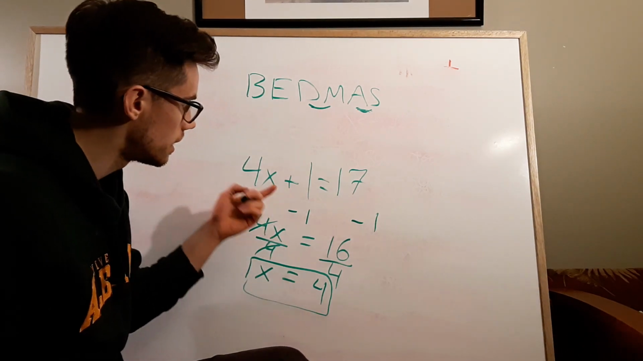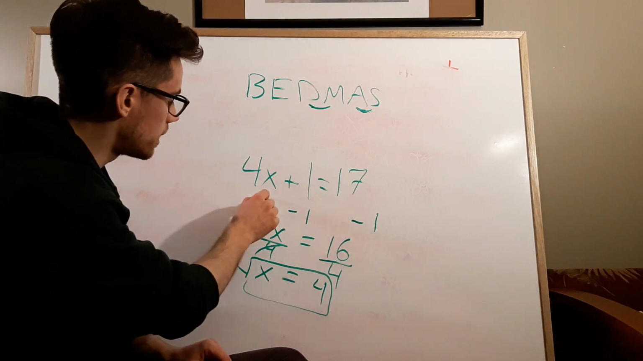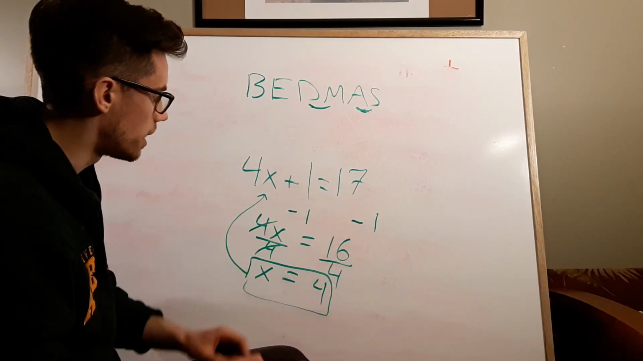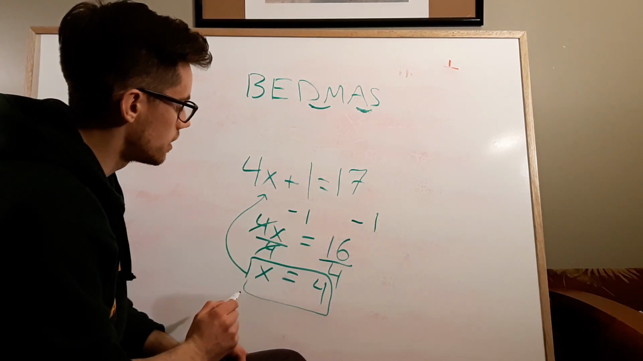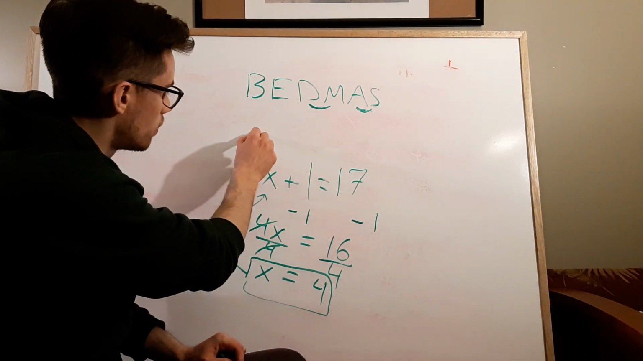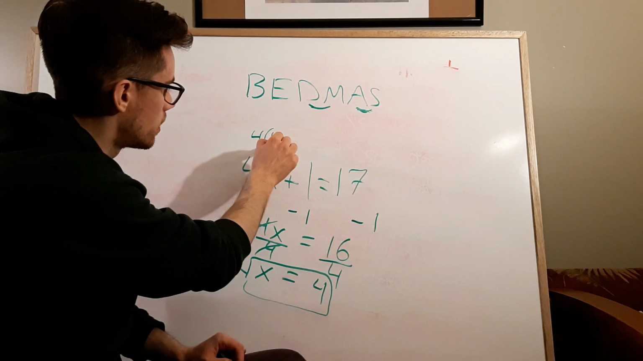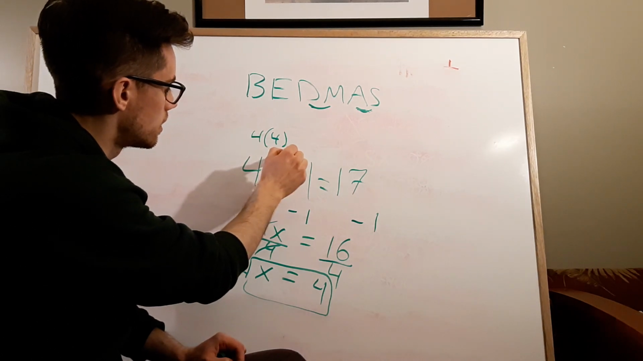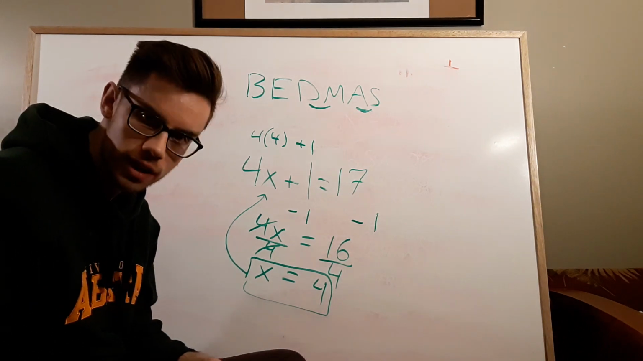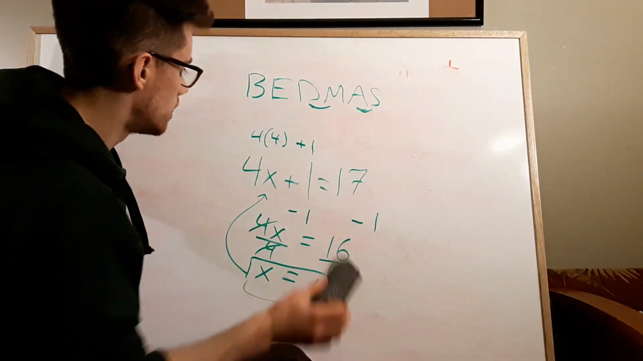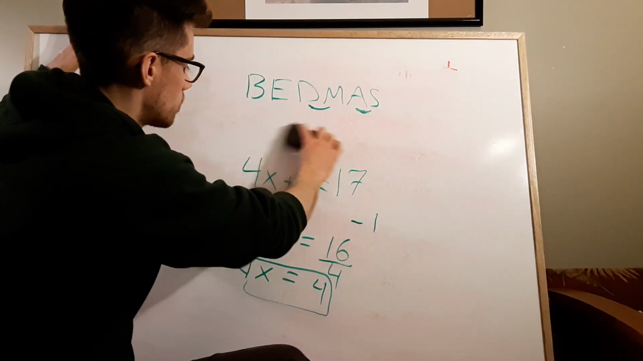Is it? Let's see. If we put that back into here, we substitute that back in. Is 4 times 4 plus 1 equal to 17? Well, 4 times 4 equals 16. And then if I add 1, 16 plus 1 is 17. Yes, it is. Perfect. So that is the answer to this equation.